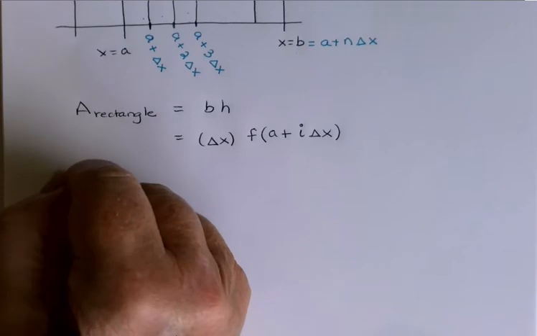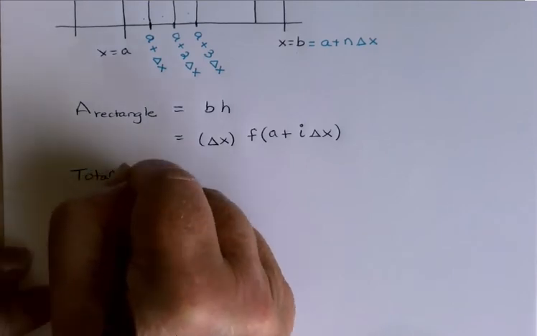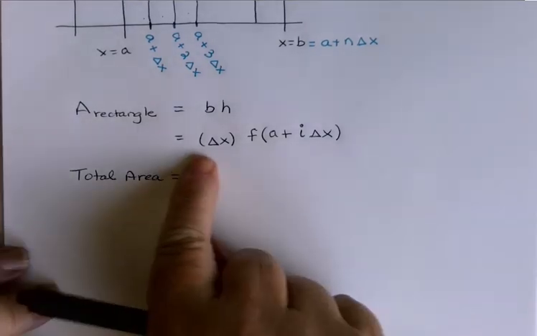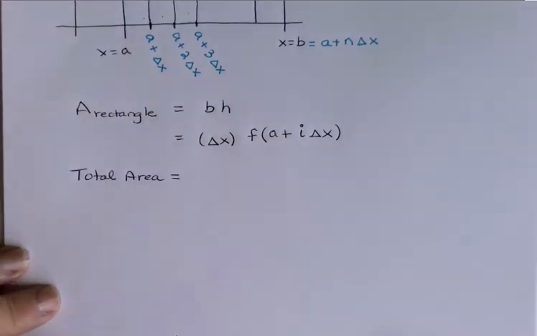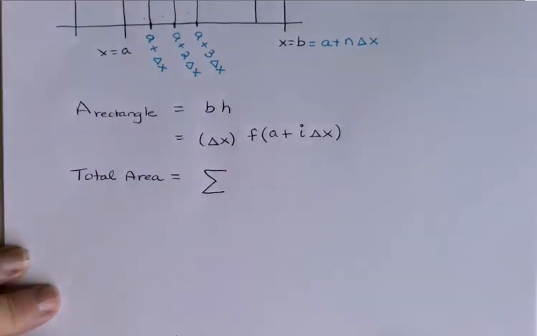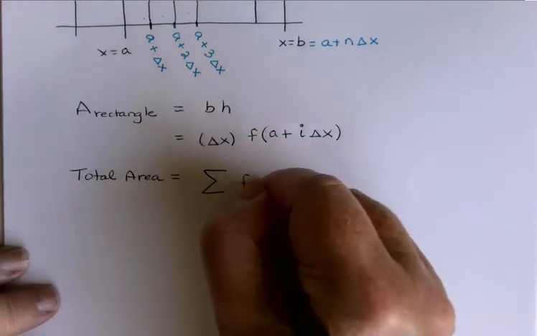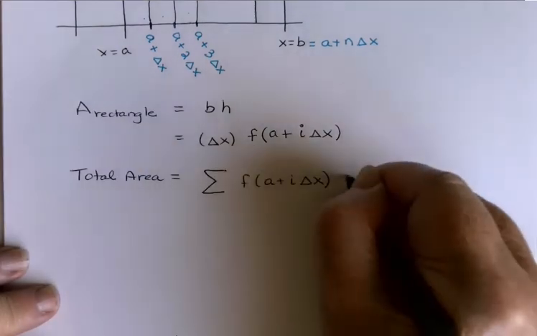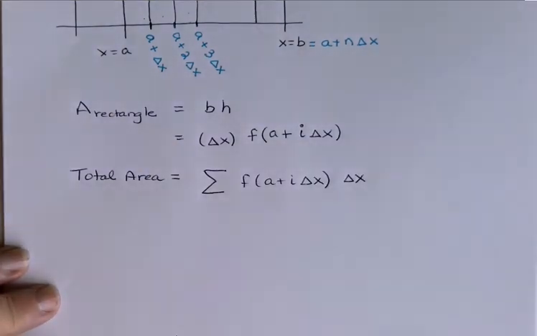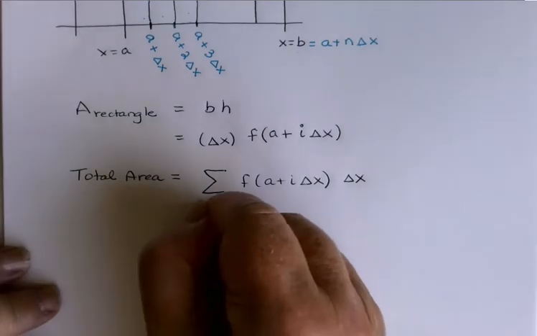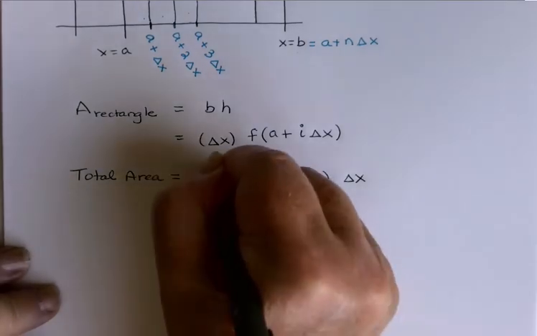All right, the total area is just going to be what I get when I add up the areas of all the individual rectangles. So we'll do that with our new sum notation. I'm actually going to write this f of a plus i delta x first times delta x. And again, like we just said, we have to do this when i is 1 and 2 and 3 up until i is n. So i goes from 1 to n.